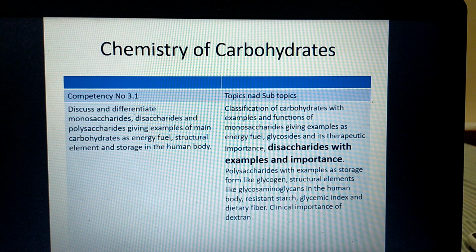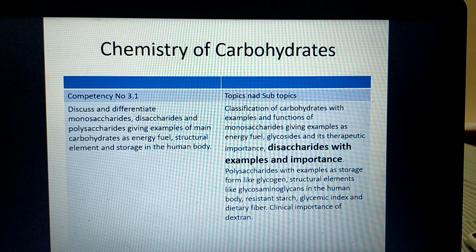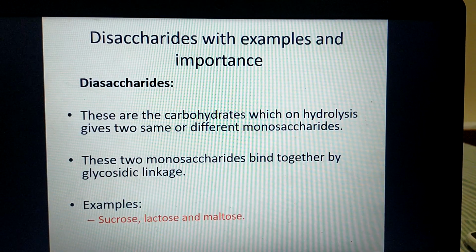Good morning, students. So we will continue carbohydrates, number 3.1. Today's topic of discussion is disaccharides with example and its importance.